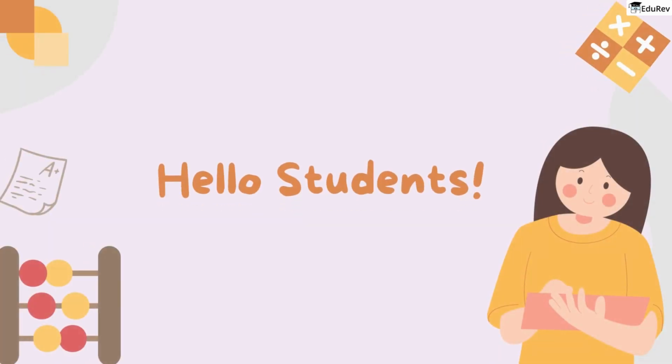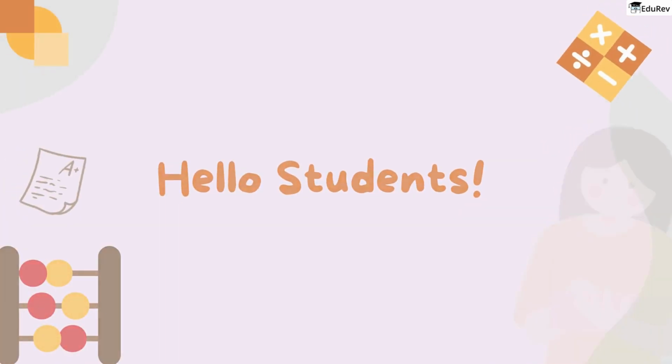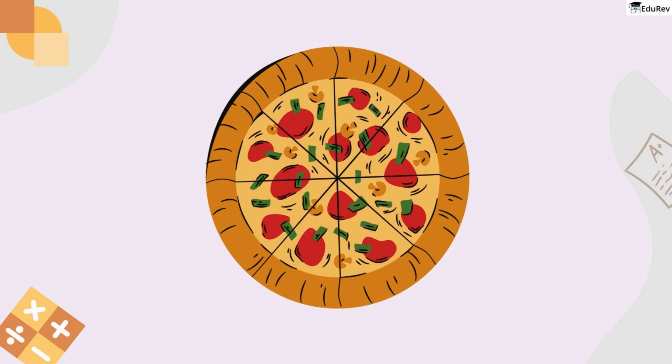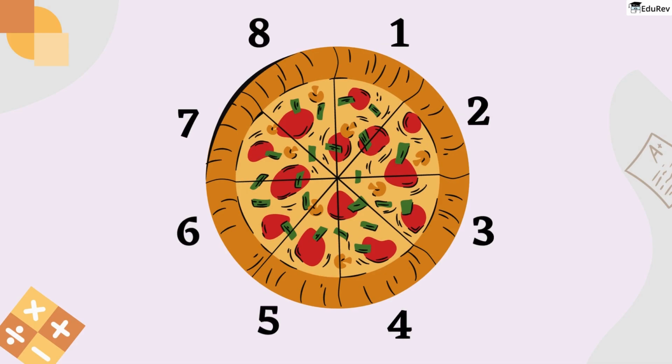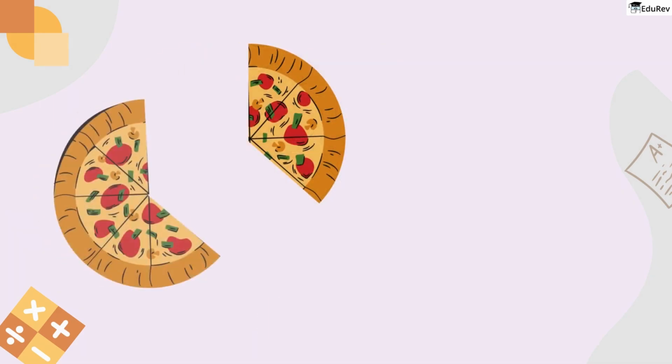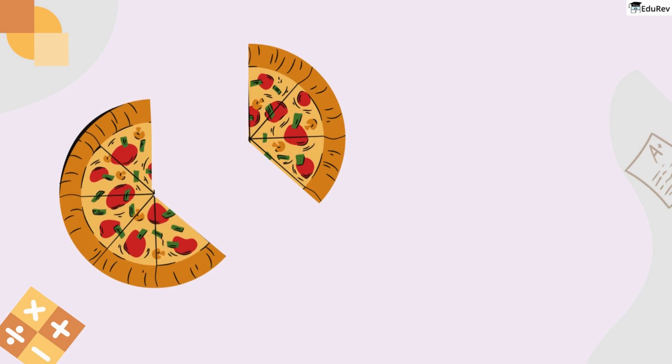Hello students! Imagine you and your friend are about to have a mouth-watering pizza. The pizza is divided into 8 slices. You have taken out 3 out of 8 slices, so that means that you have taken 3 parts of the pizza. Your fraction is 3 by 8.